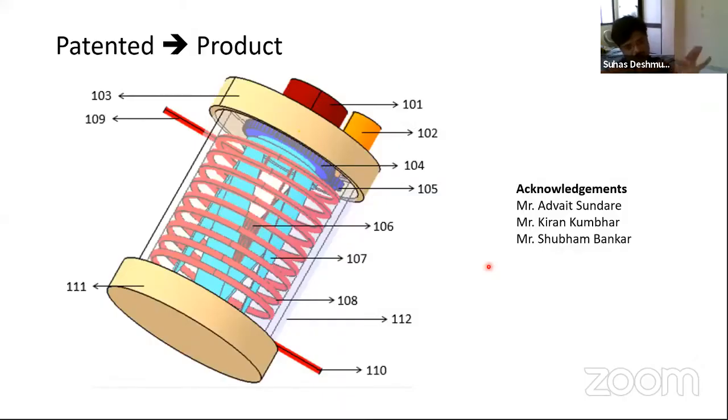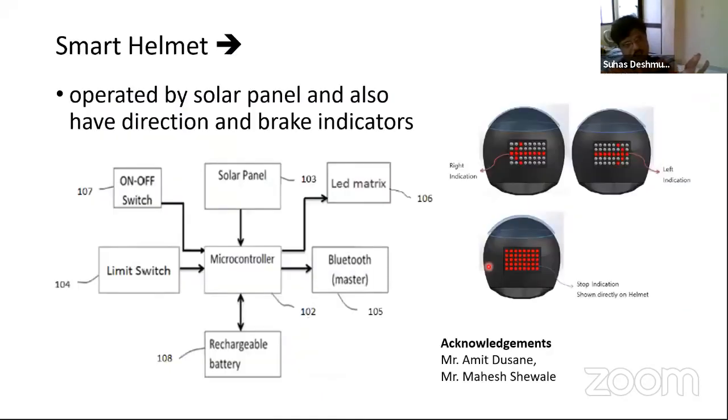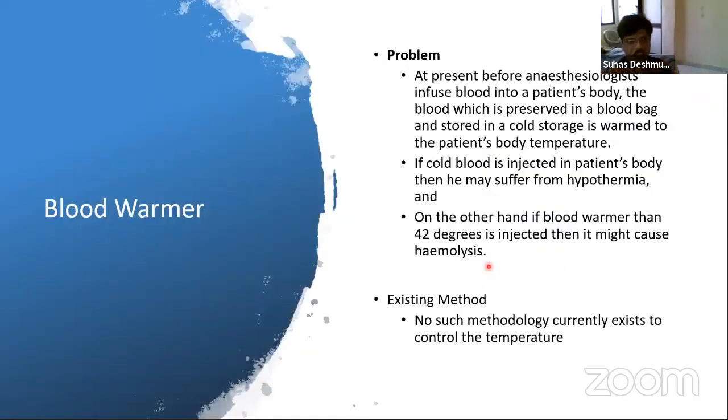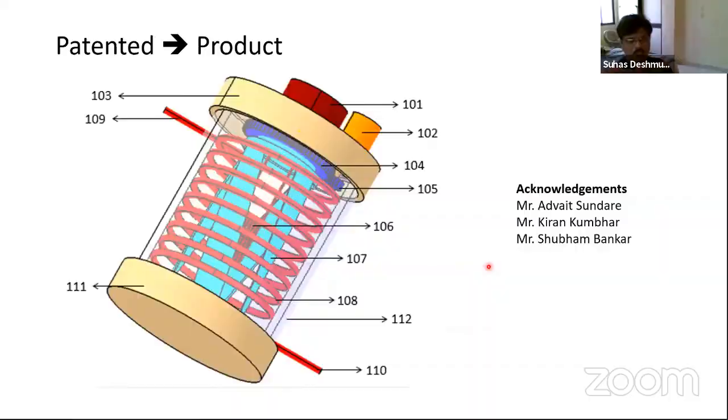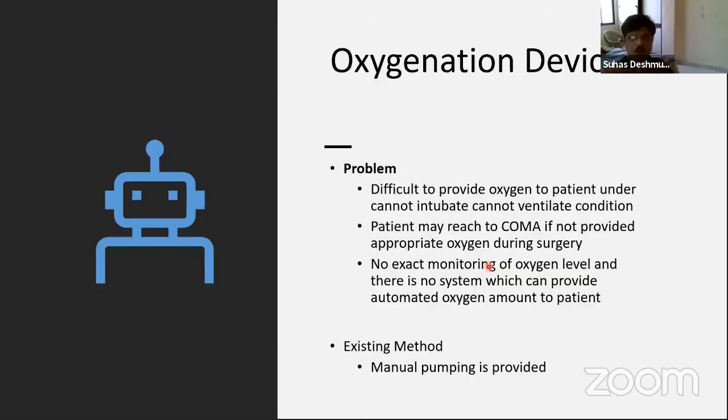So now we'll discuss another problem. We have discussed two problems: one is the smart helmet, another is the blood warmer. The third one we'll now look into is the oxygenation device. There will be a condition of the patient that is normally called the CICV condition. CICV means can't intubate, can't ventilate. The patient may be in a critical situation.